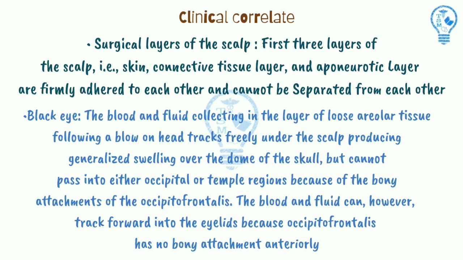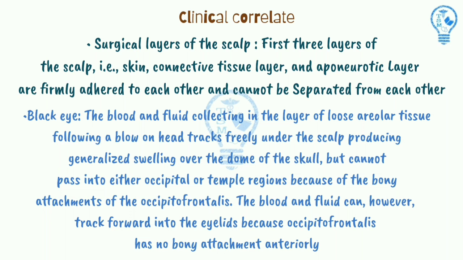And now comes the most important topic for PG entrance exams, that is clinical correlations. First one is surgical layers of scalp. The layers skin, connective tissue layer and aponeurotic layer are called surgical layers of scalp. That is the first three layers from outer. These three layers are called surgical layers of scalp.